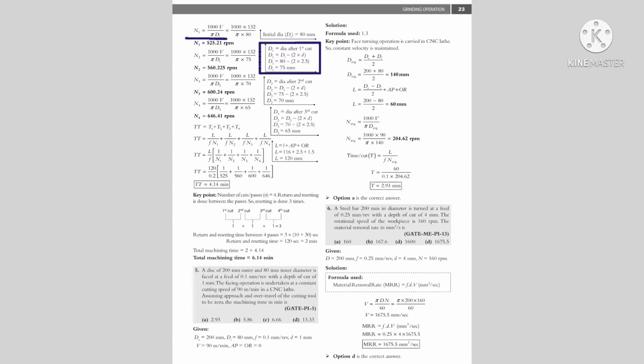After calculating all the spindle speed values, we can find the total machining time. Substitute the length, feed and spindle speed values, we get total machining time as 4.14 minutes.